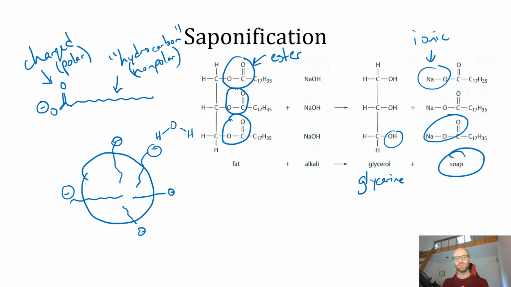So when you introduce soap to oil and water, the non-polar parts of the soap get into the oil and polar parts of the water get into the soap, and you make these little balls of oil that have these little negative charges sticking out of them, which helps the water dissolve them. And that's basically how soap works.